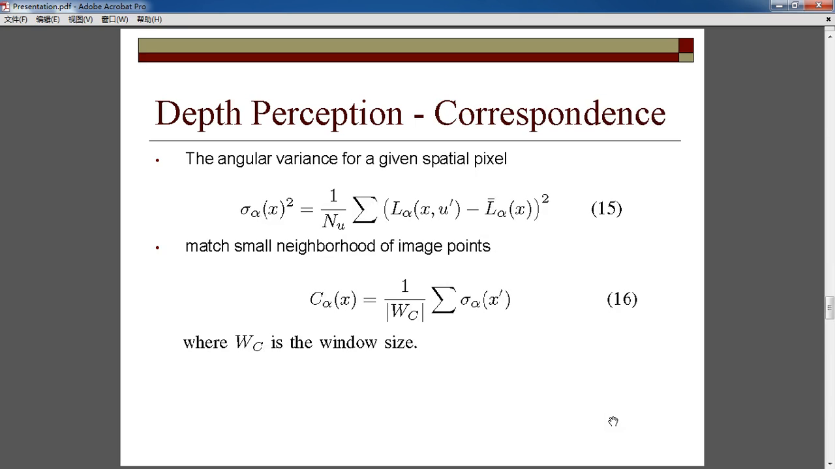Then let's talk about the correspondence. In order to measure accurate disparities, the corresponding points need to be identified first. The angular variance for a given spatial pixel is equation 15. However, it can be easily confused if we only do matching on individual points. This is because non-corresponding points may still have a high chance of having similar light intensity. Therefore, the strategy of matching a small neighborhood of image points is used to ensure an accurate result, which is written in equation 16, where W sub c is the window size.